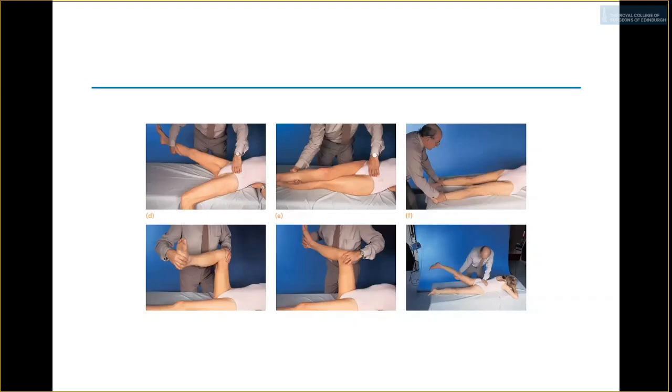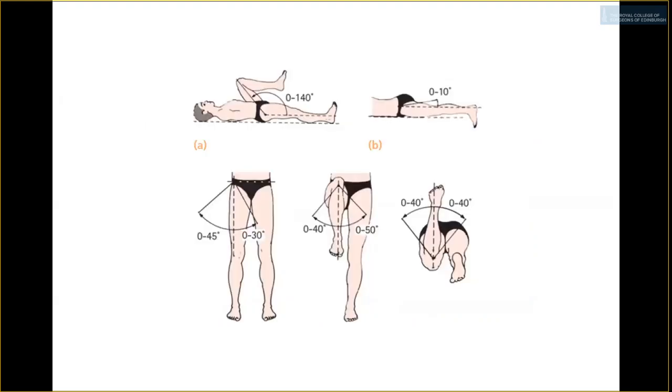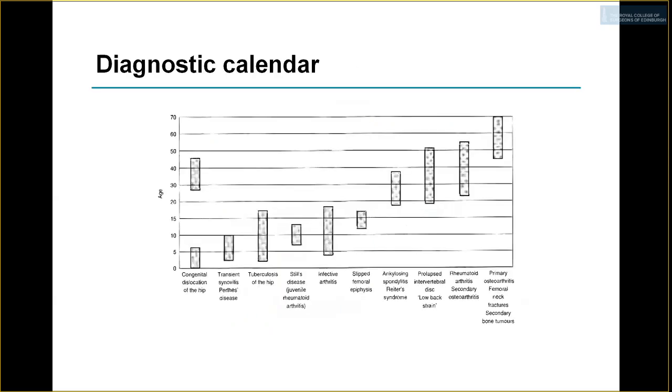So you'd be doing abduction, adduction, rotations, extension and flexion, and also you can do hip extension movements with the patient lying prone. And at that point, you'd palpate the ischial tuberosities as well. And this is a reference for the normal range of movement in a hip joint. So typically, these are the values that you're going to record.